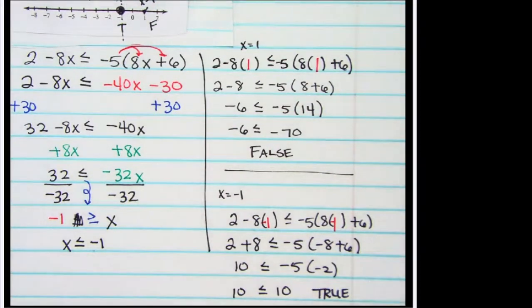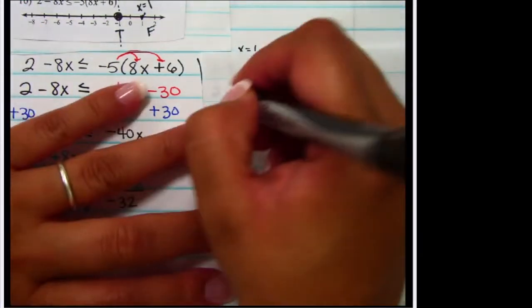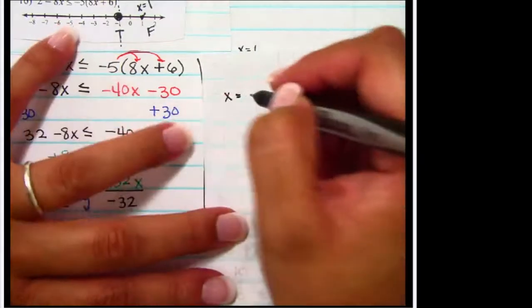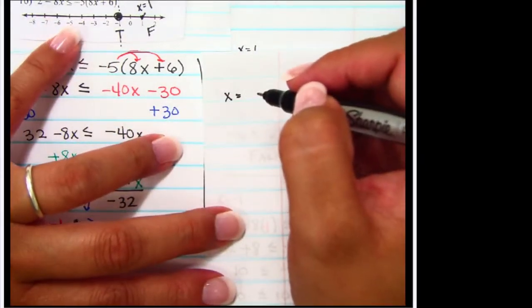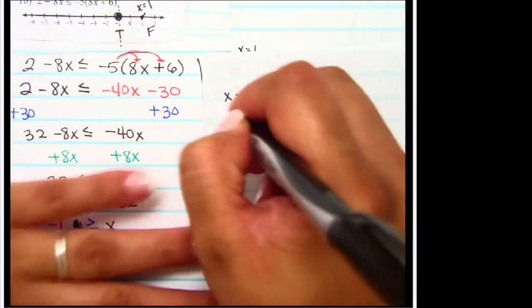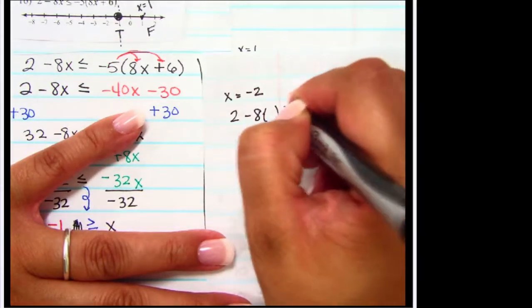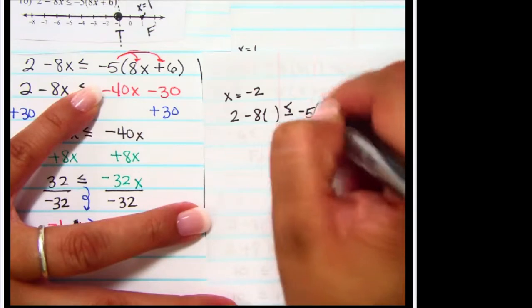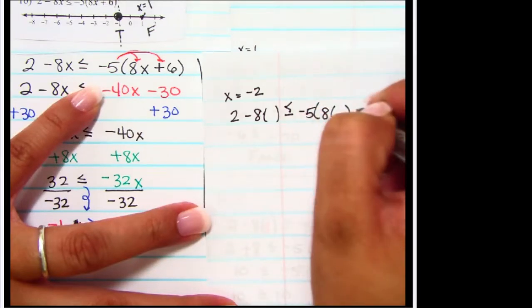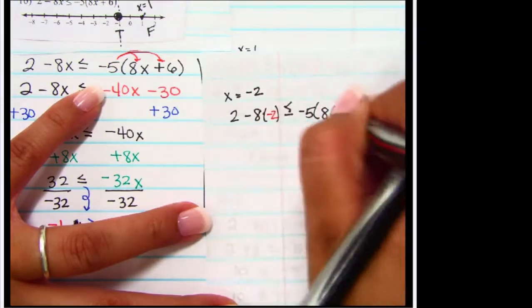I have one last location to check, and I'm going to grab another sheet of paper here and just cover over this work so that I can write and we don't lose sight of the graph up here. I'm going to go ahead and check something over here on the left of x equals negative 1. I'm going to keep the number small, and I'm going to go with negative 2. So once again, I'm going to rewrite the original inequality, but everywhere I see an x, I am going to replace it with a negative 2.